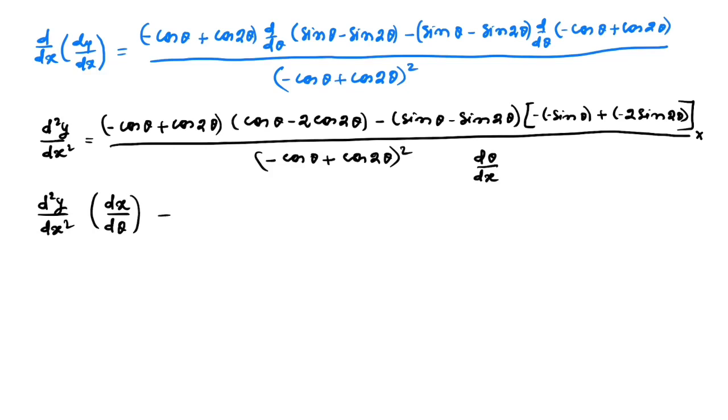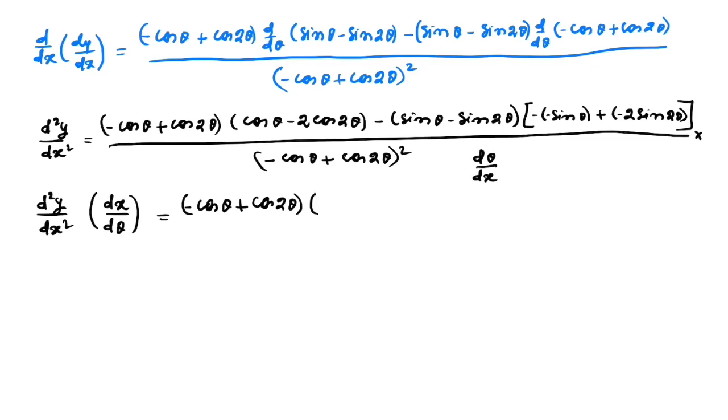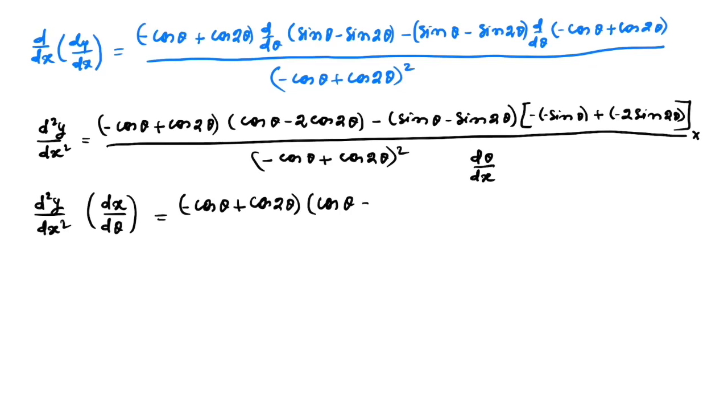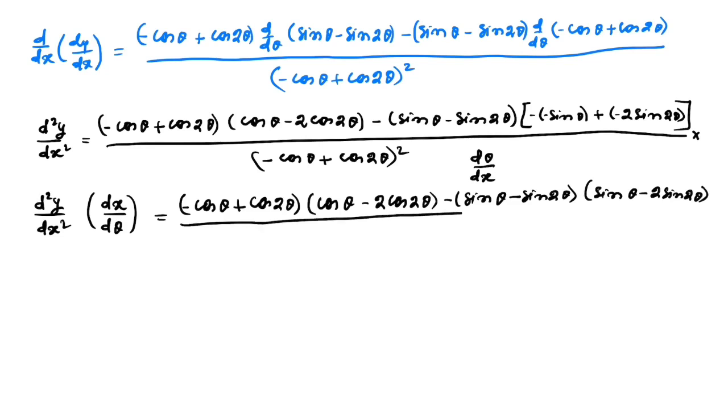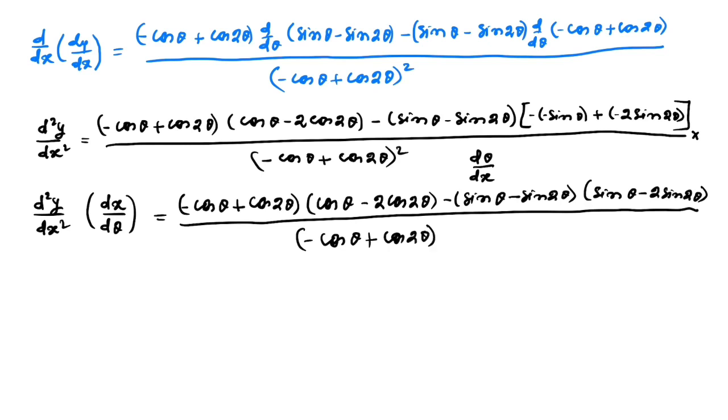Which is equal to minus cos theta plus cos 2 theta, all remaining the same, times cos theta minus 2 cos 2 theta, minus sine theta minus sine 2 theta, all remaining the same, times minus minus plus sine theta, this will be minus 2 sine 2 theta, divided by minus cos theta plus cos 2 theta whole square.